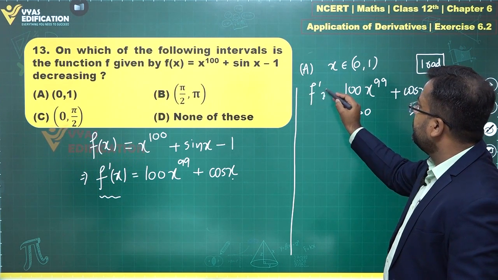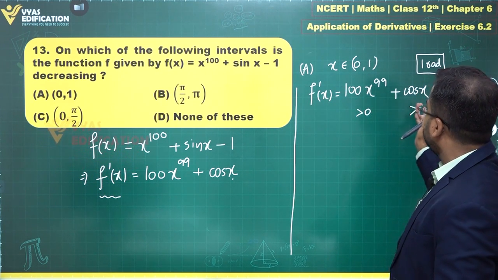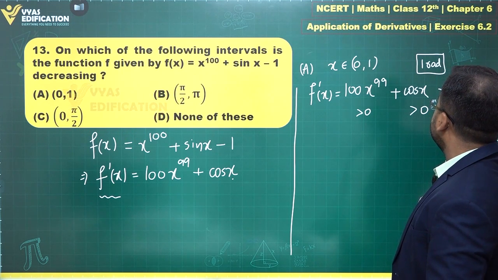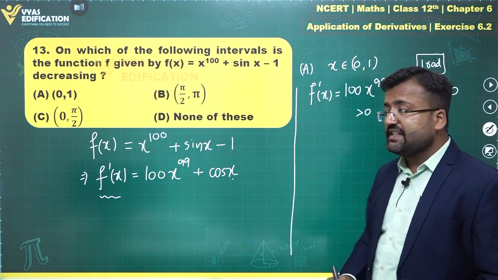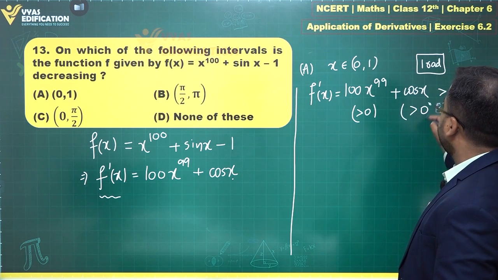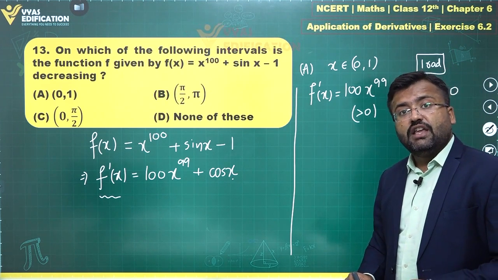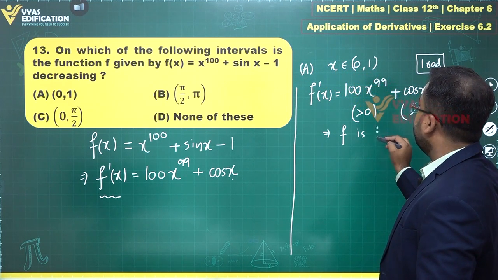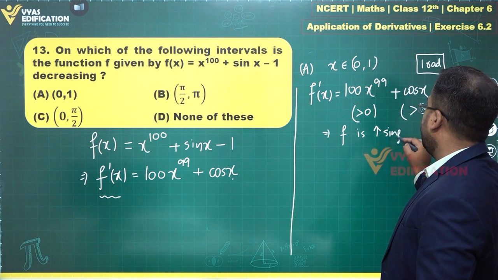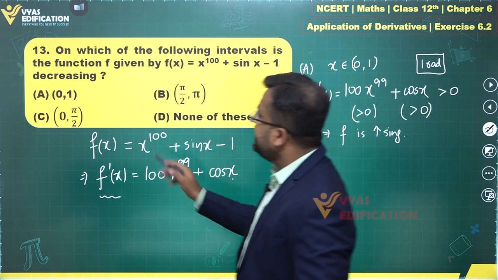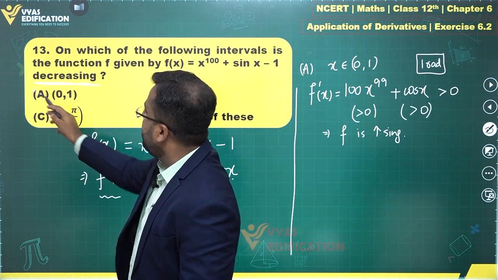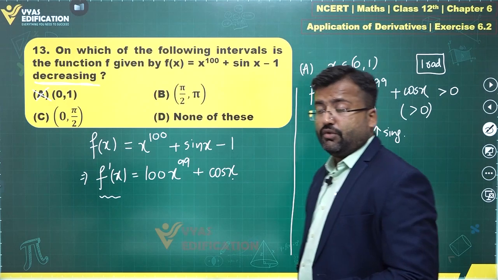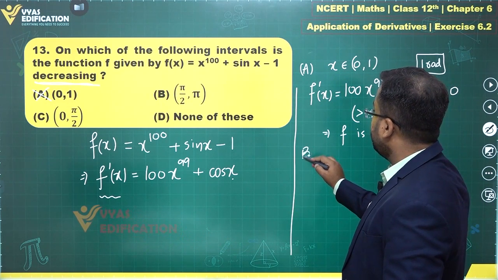You can observe that f prime x is overall greater than 0, since this is positive and this is positive. Therefore, we can say that f is increasing. But we were looking for decreasing. So, A is not the correct answer. Okay, let's talk about option B then.